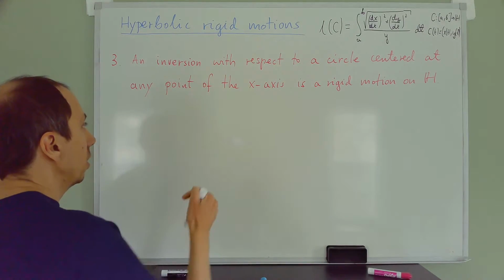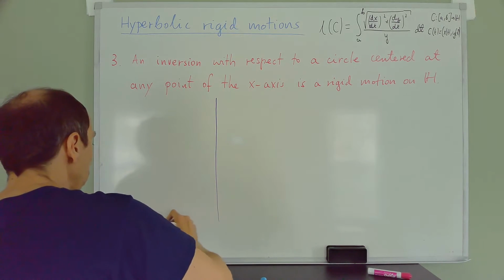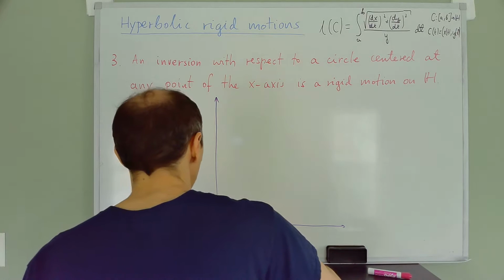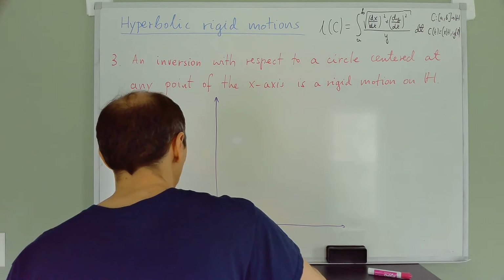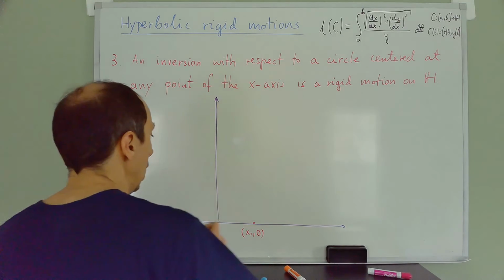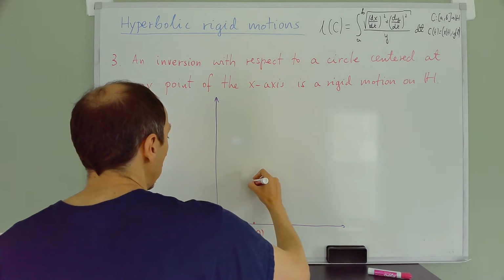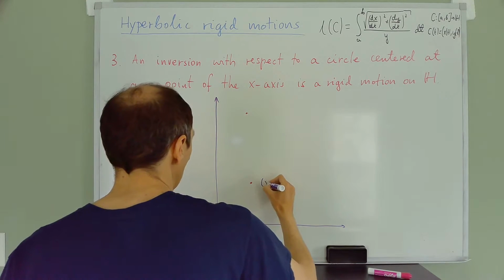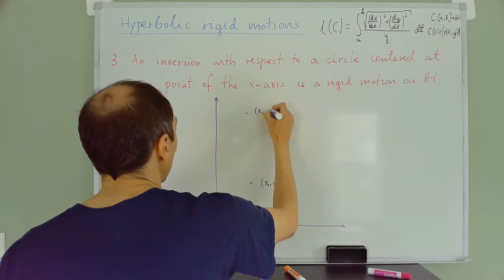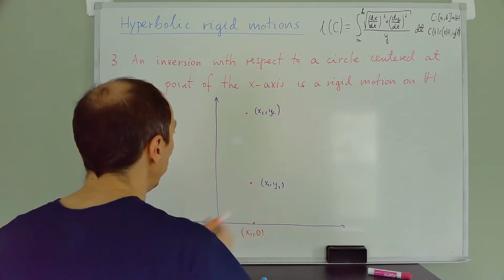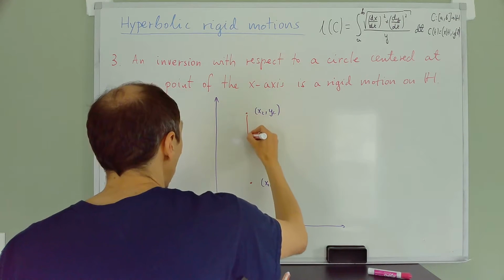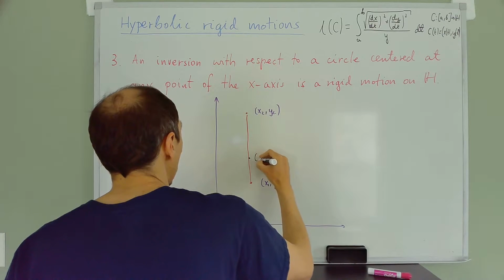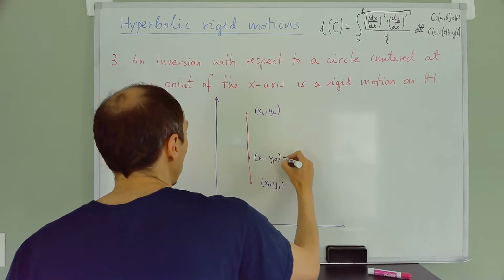And I was trying to hint at this in the previous video, in the following example. So if we take some point here, let's say its coordinates would be (x1, 0), and then we take 2 other points, and let's say their coordinates would be (x1, y1) and (x2, y2). And we'll look at the hyperbolic midpoint of this line segment. So (x1, y0), the hyperbolic midpoint.